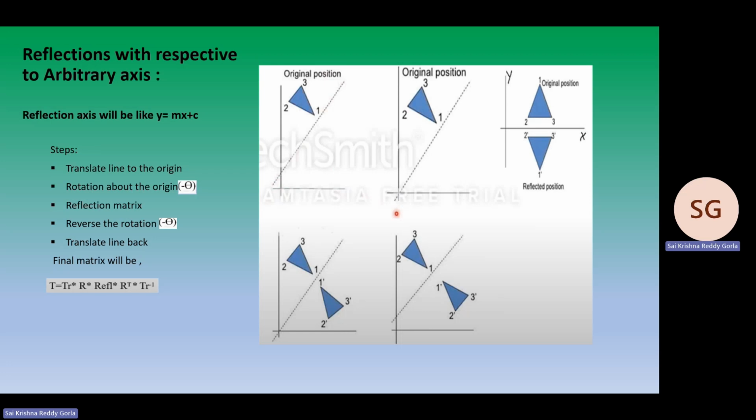Then the reflection matrix is applied, reflecting about the axis. After that, the rotation is reversed, by theta instead of minus theta, as we've seen in the following image. Then translate the line back from the origin to its original arbitrary position. So the final matrix will be A' equals translate times rotate times reflect times reverse rotate times translate the line back to the arbitrary position.